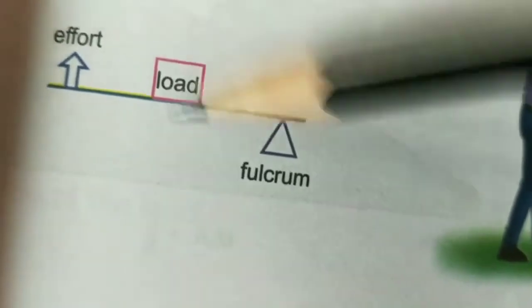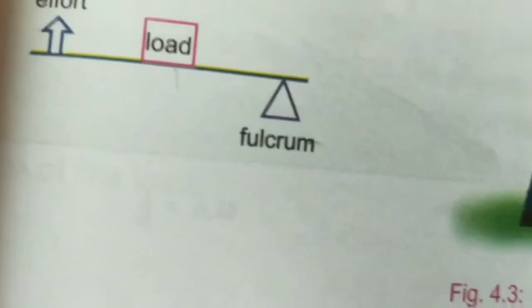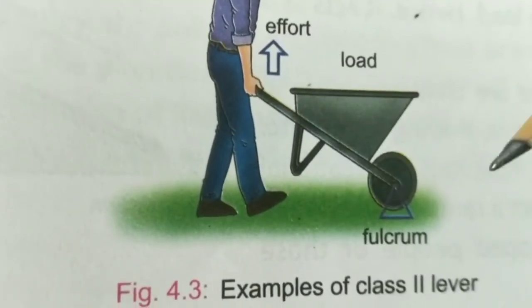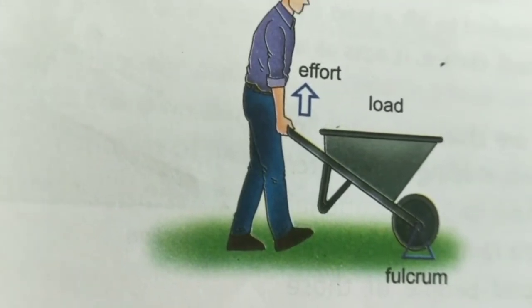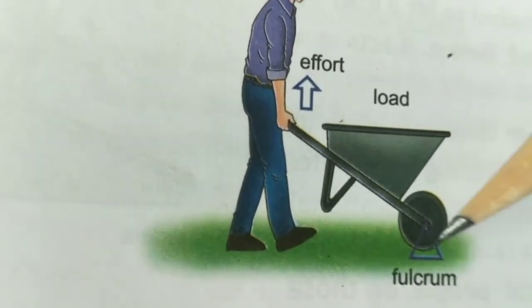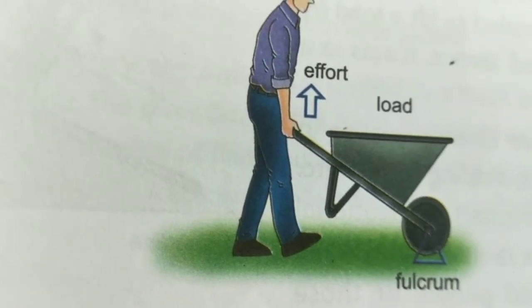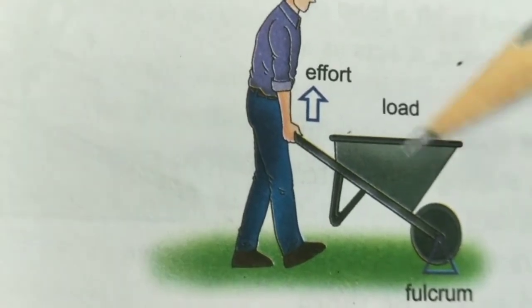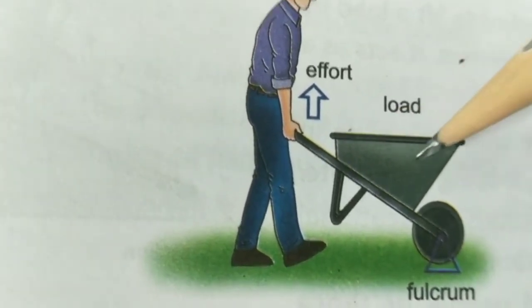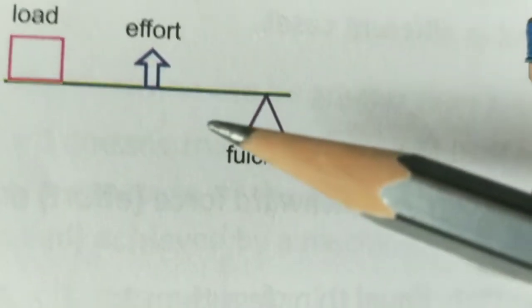In class 2 levers, the load is between the effort and the fulcrum. See here, it is a wheelbarrow, and you can see the load is between the effort and the fulcrum. Here the effort arm is always longer than the load arm, so the mechanical advantage is always greater than 1.